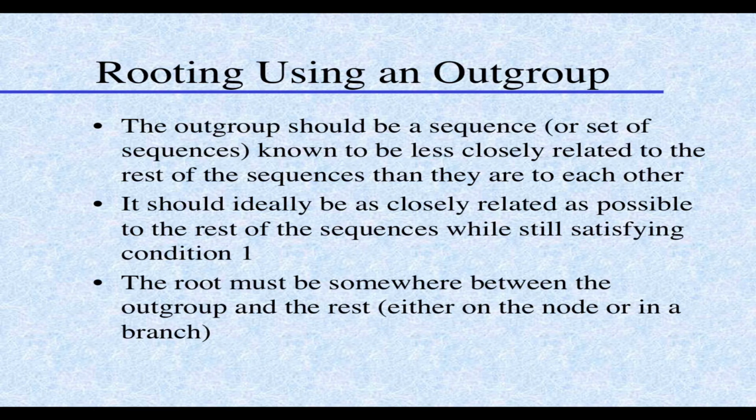Okay, so the outgroup should be a sequence known to be less closely related to the rest of the sequences than they all are to each other. It should ideally be as close as possible while still maintaining that distance. In other words, bacteria won't make a good root for a tree of mammals. Something that's not quite a mammal would be nice. You know, maybe an echinoderm or a kangaroo or something like that.